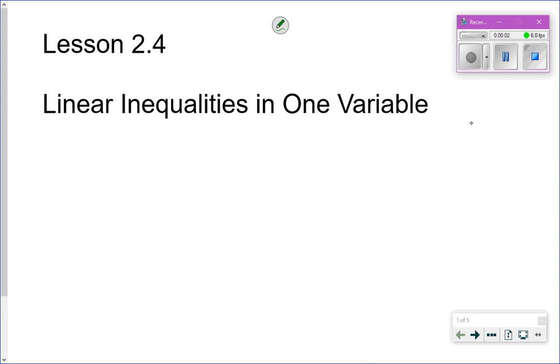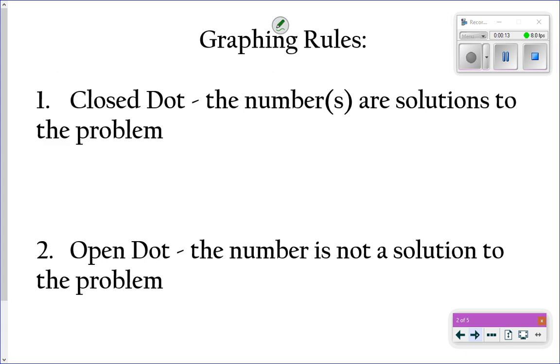Okay, so today we're going to talk about linear inequalities with one variable. We're going to be solving for a variable and plotting our solutions on a number line. So that's what we're going to do today. We need to get some background information first.